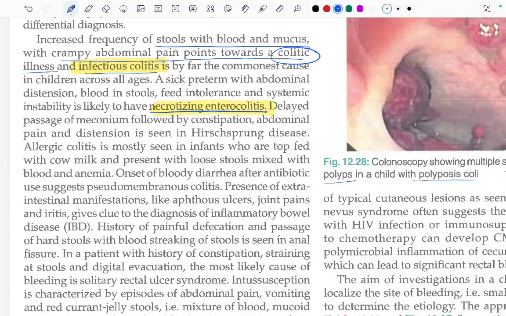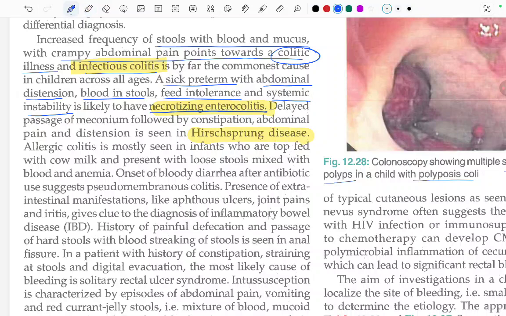We have to suspect this in a sick preterm with what? There is abdominal distension, blood in the stools, feed intolerance and systemic instability. Then we have to suspect necrotizing enterocolitis. Delayed passage of the meconium followed by constipation, abdominal pain and distension is seen in Hirschsprung's disease.